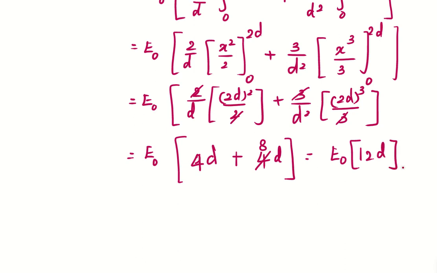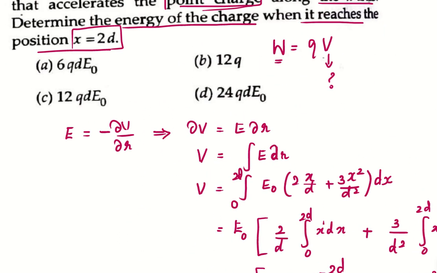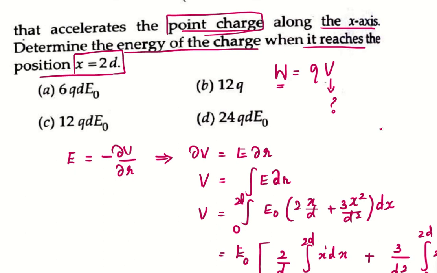Now we have got the potential, and now what we have to do is calculate the work done. Since it is asked what is the work done or the energy of the point charge, Q times V. So we have to multiply this, so 12 Q E0 d. That should be the answer. So let's check the options. Here it should be, yes, 12 Q d E0. So this is the answer. Thank you so much.